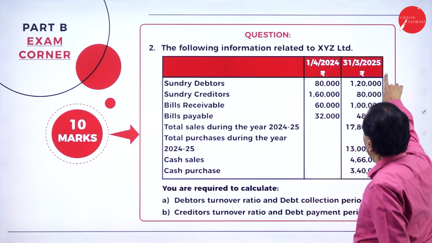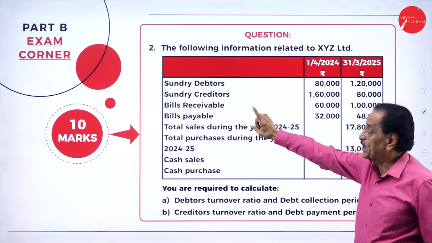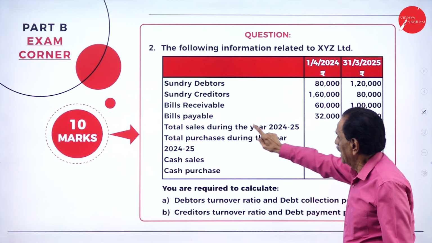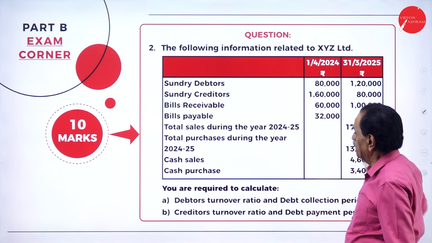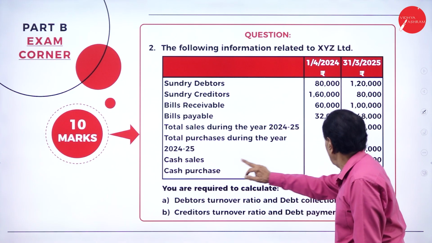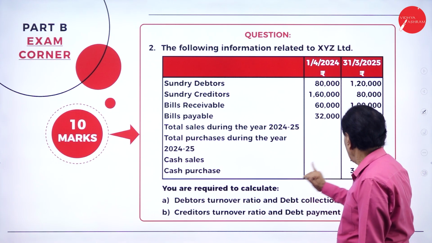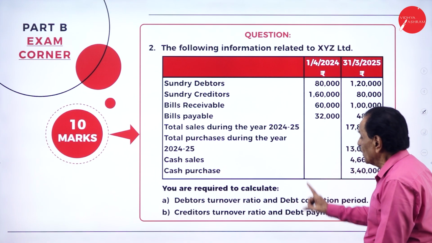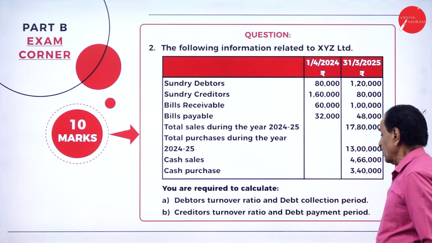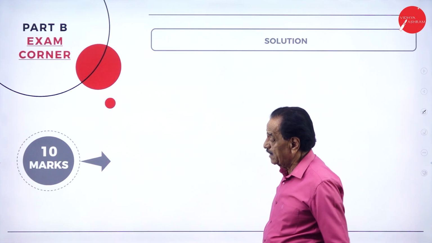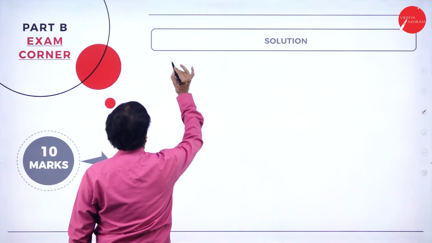The following information relates to XYZ Limited. They have got a debtor, a creditor, a BR, a BP. Total sales during the year 17 lakh 80,000. Total purchase 13 lakh. Cash sale 4 lakh 66,000. Cash purchase 3 lakh 40,000. You are required to calculate debtor turnover ratio, debt collection period, creditor turnover ratio, and debt payment period. We'll move on. Debtors turnover ratio.